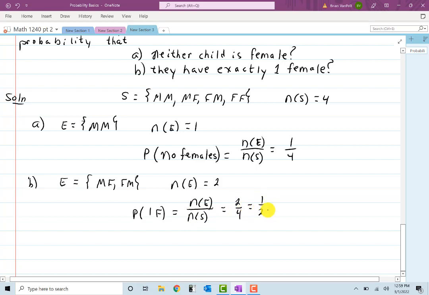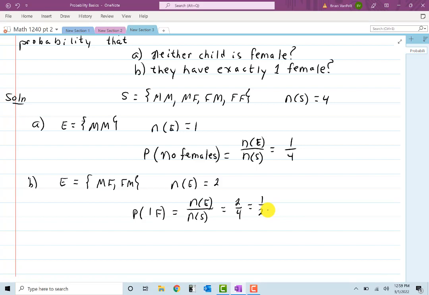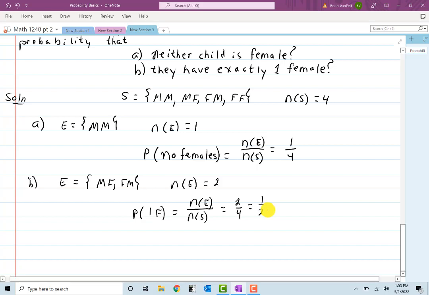That makes sense, though. It should really make sense to you that the probability of having exactly one female would be 1/2, and the probability of having exactly one male is also 1/2.